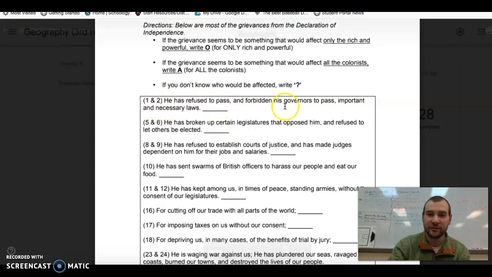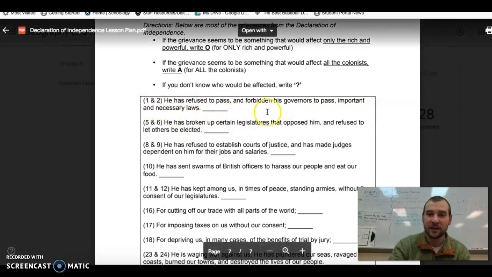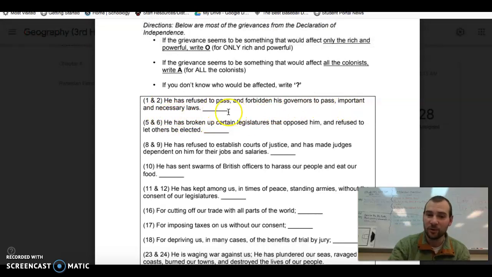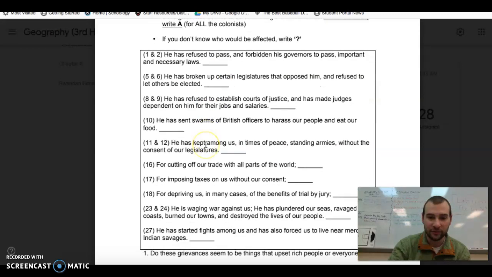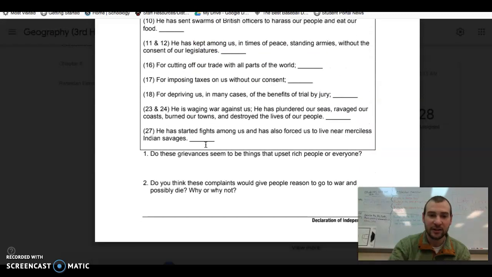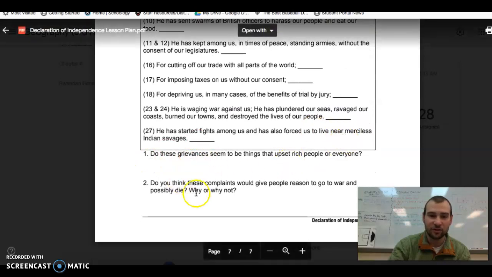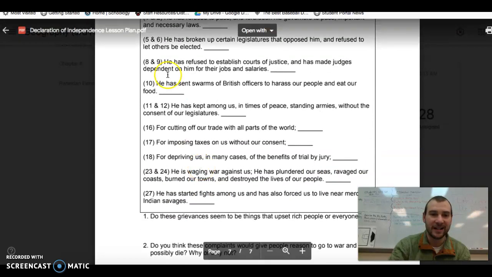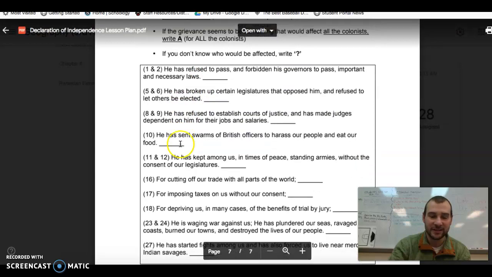For this grievance right here, if you refuse to pay and forbid these governors to pass important and necessary laws, is that affecting all people or only the rich? You'll put an A for all, O for only the rich. And then you'll read through those and keep it going. And then these ones are more just two questions based on all these little grievances in this box here.